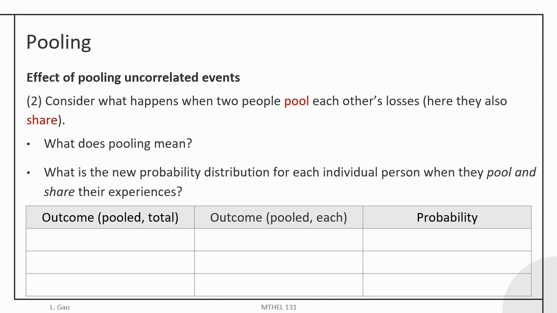And so now we want to think about what happens when two people pool each other's losses, and here they're also sharing. I want to clarify that pooling and sharing are not synonymous. What does pooling mean? Pooling basically means that we're drawing together many observations to be able to better predict, to be able to more accurately estimate a loss for prediction purposes.